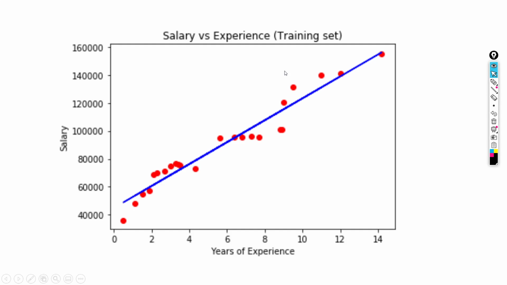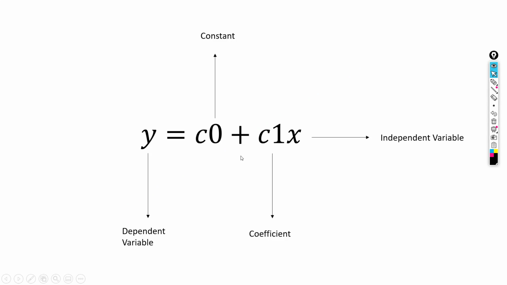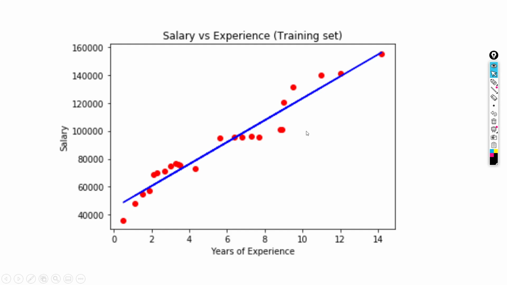Over here I have actually applied simple linear regression on the dataset. I have divided the dataset into a training set and a test set, and using that training set I have created this regression line. The first thing we need to know is how we can find the constant. A constant is basically the minimum value of your dependent variable, the minimum value of your salary over here.